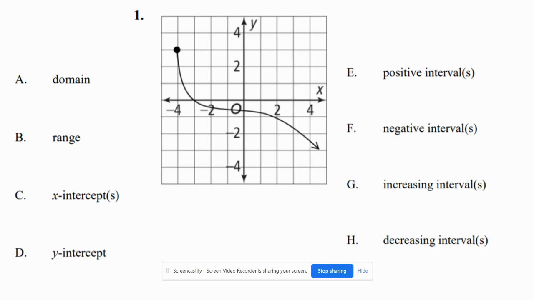Okay, so the first problem we have here, where they're asking us for domain. Keep in mind that we want to know how far to the left the function goes. It might help to draw yourself a little dashed line here. It goes all the way to the x value -4. Because of the closed dot that's right here, we're going to use a bracket.